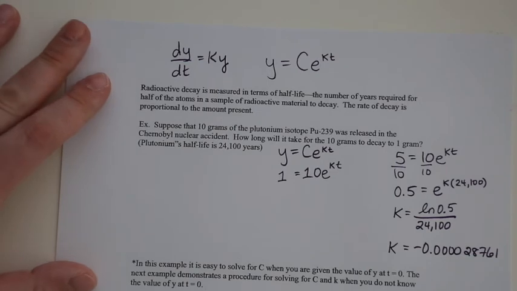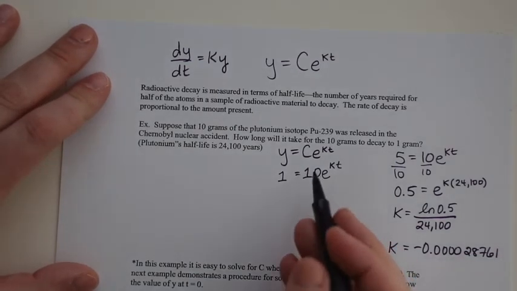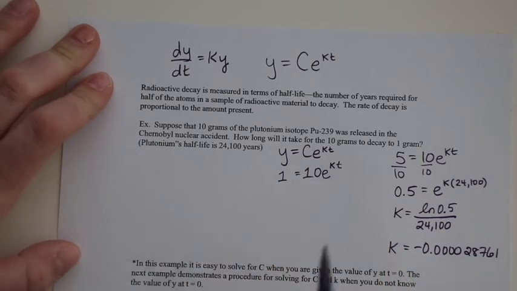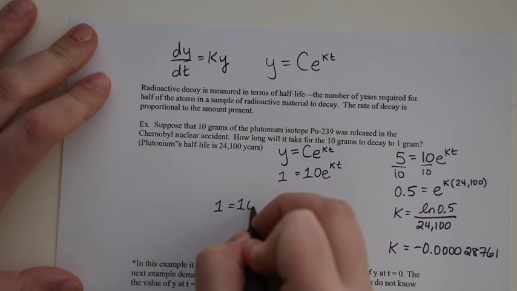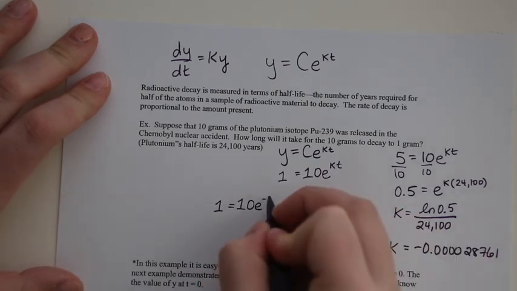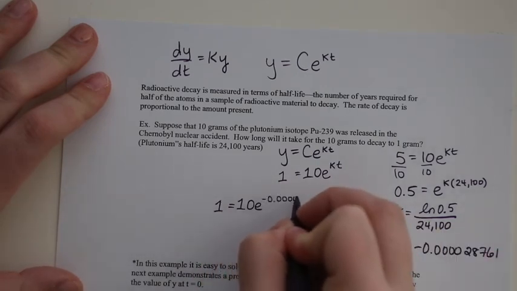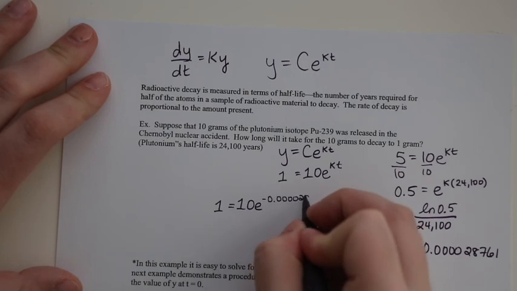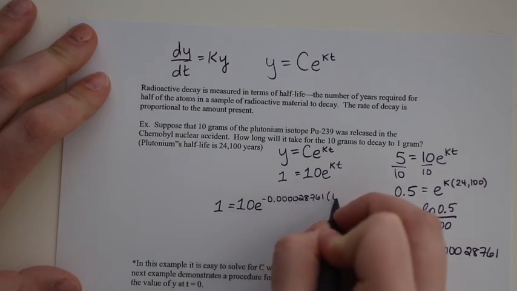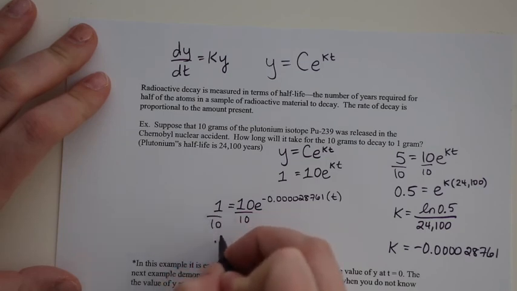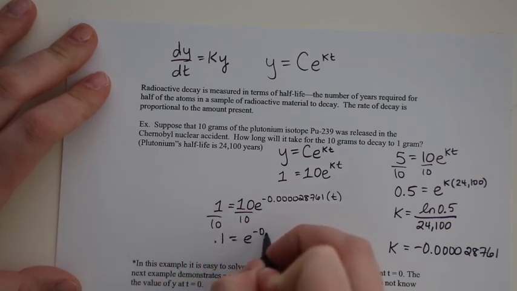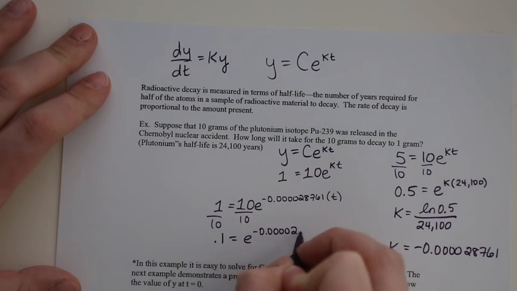0.000028761. But now I have this value and I can plug this into the formula where I was actually trying to find how long it took to decrease to 1 gram. So I'm going to say it's 1 gram, it started out at 10 grams, this is e to the negative 0.000028761 times t. Divide both sides here by 10, I'm getting 0.1 equals e to all of this.